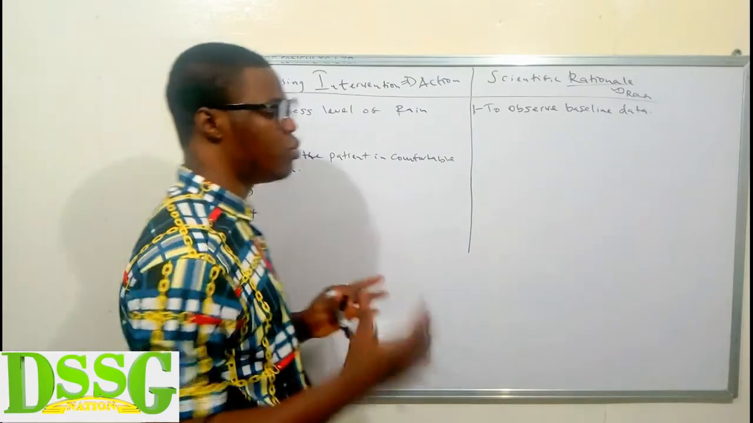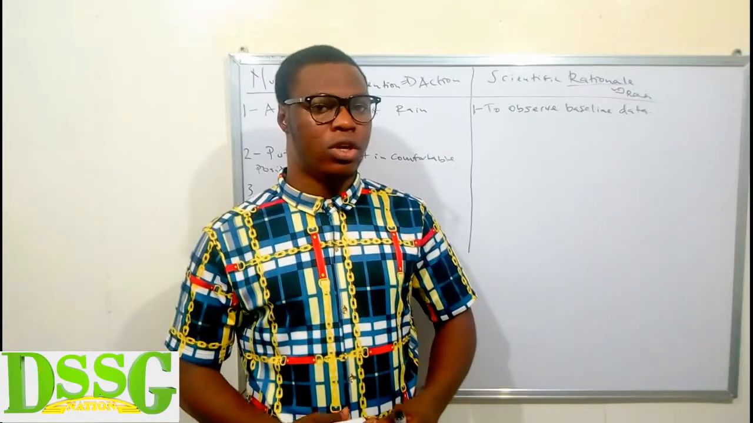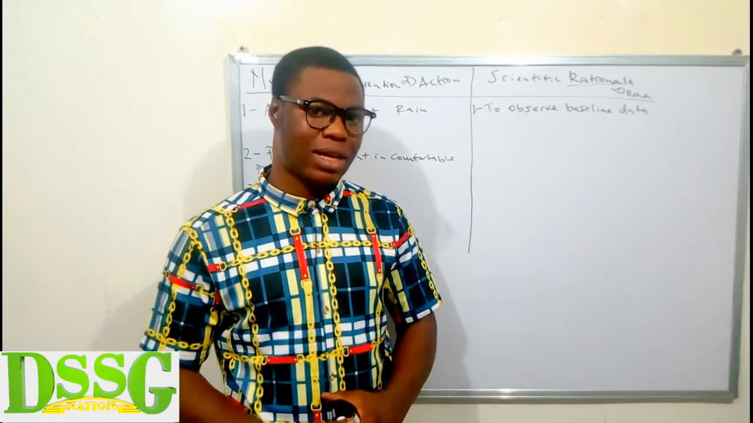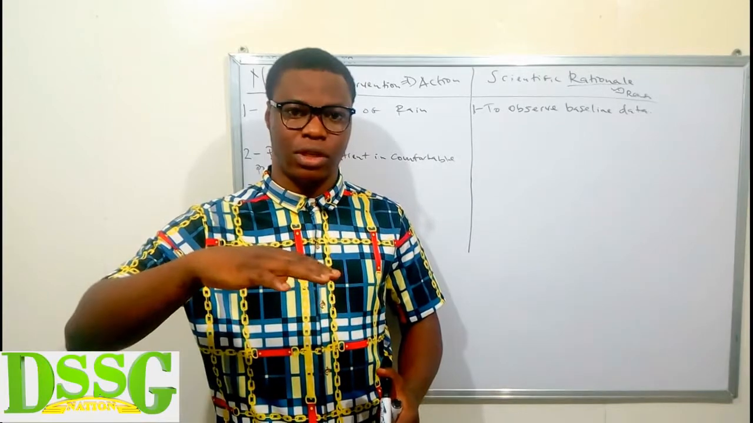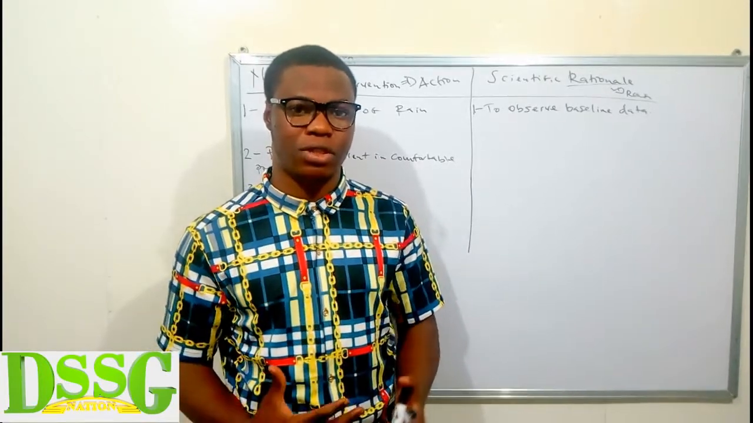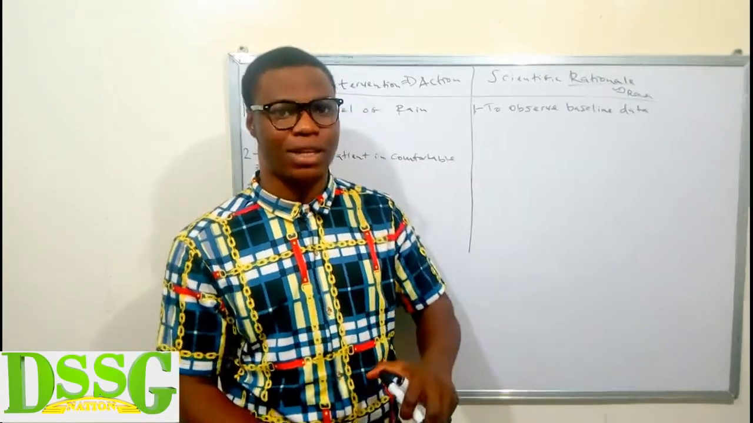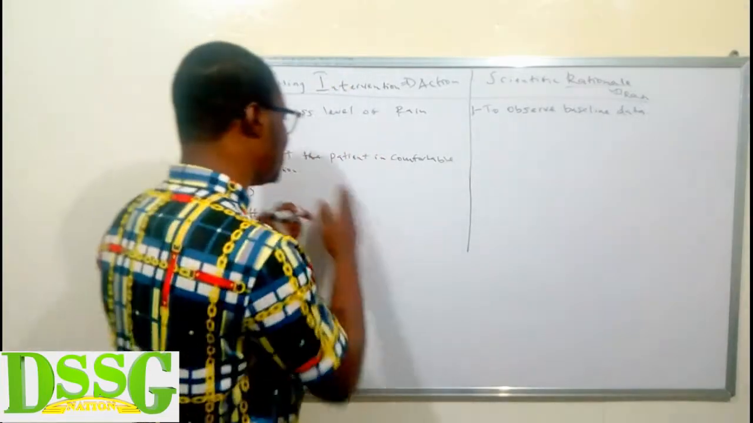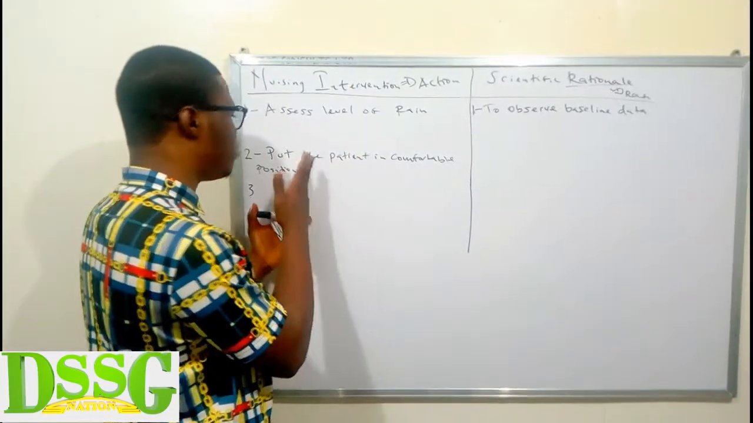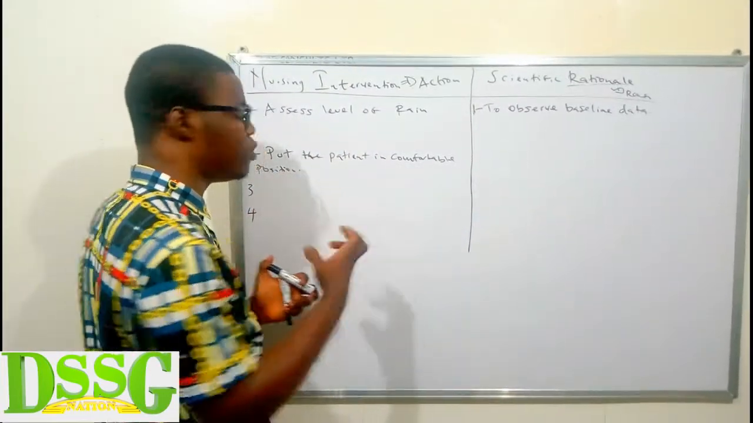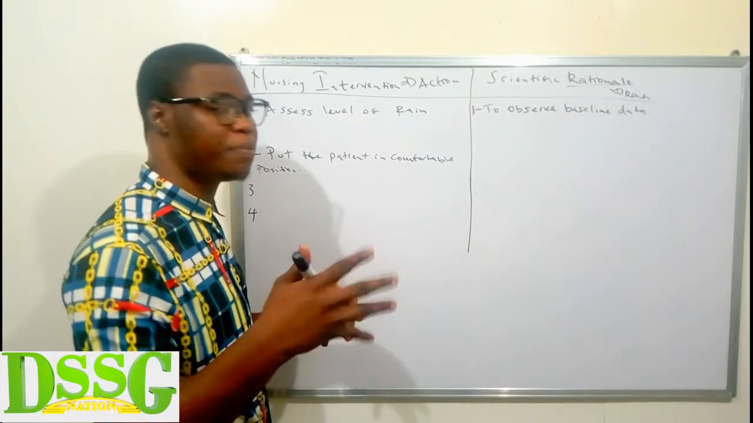So someone that is done with surgery, an abdominal surgery, you can't lie the person down in a prone position. That will not be comfortable for the patient. So you have to do what? You have to do supine. And that is about the comfort of the patient's position.